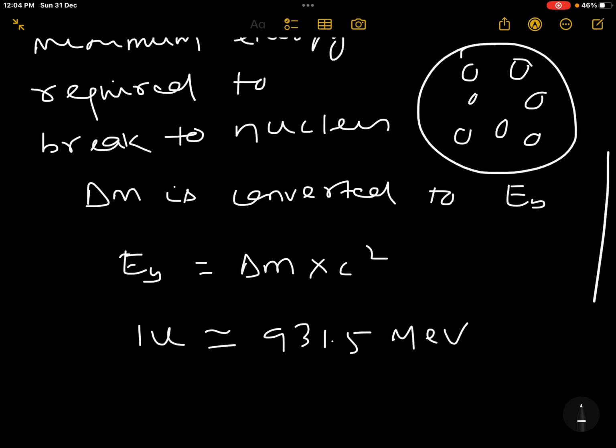Then what is binding energy? Therefore binding energy is equal to mass defect in atomic mass unit into 931.5 mega electron volt.